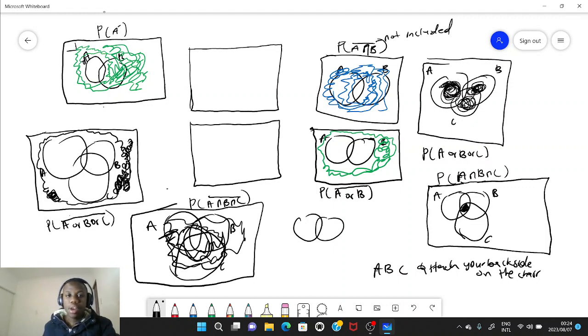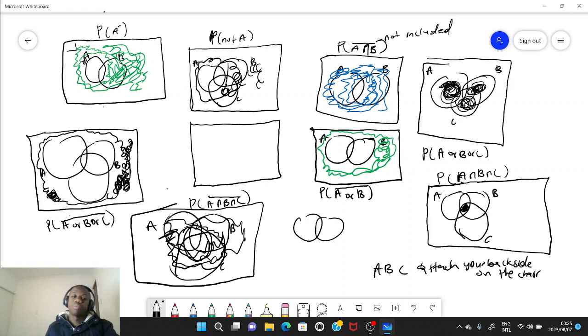Now lastly, let's look at this. Suppose we still have three events in this case, and they want the probability of not A. Whenever they say not A, I'm going to consider everything except for A. The entire circle for A, I'm not going to circle it, but I will circle everything which is outside. So I'm considering everything except the circle for A.